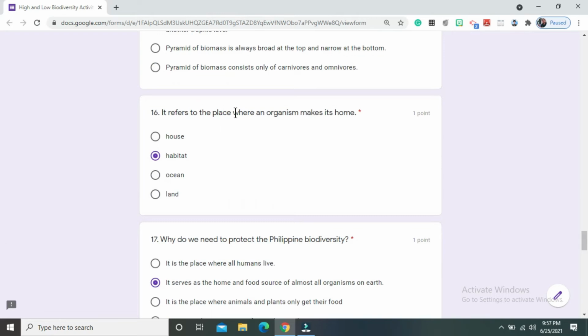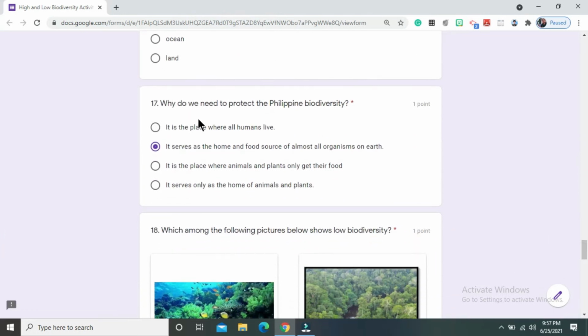Question number 16. It refers to the place where an organism makes its home. The correct answer is habitat. Question number 17. Why do we need to protect the Philippine biodiversity? The correct answer is it serves as the home and food source of almost all organisms on Earth.